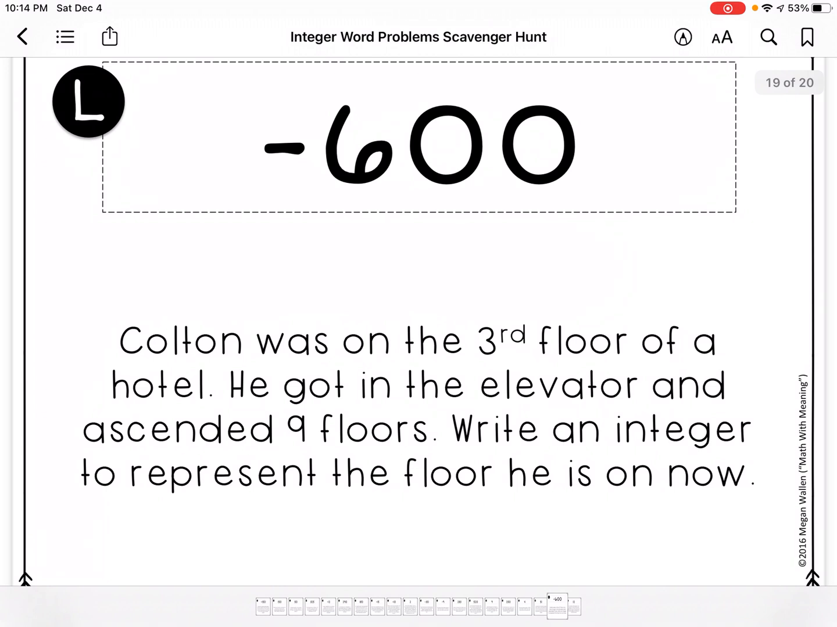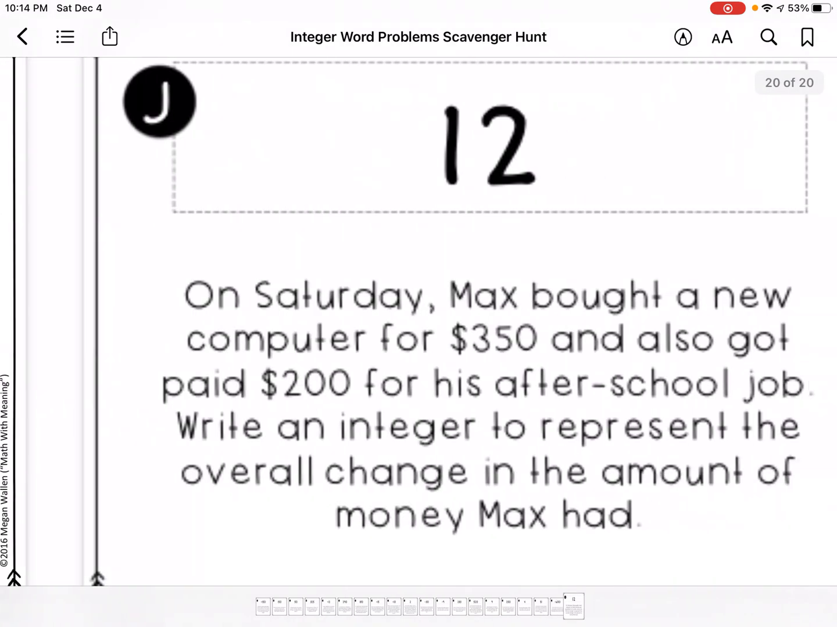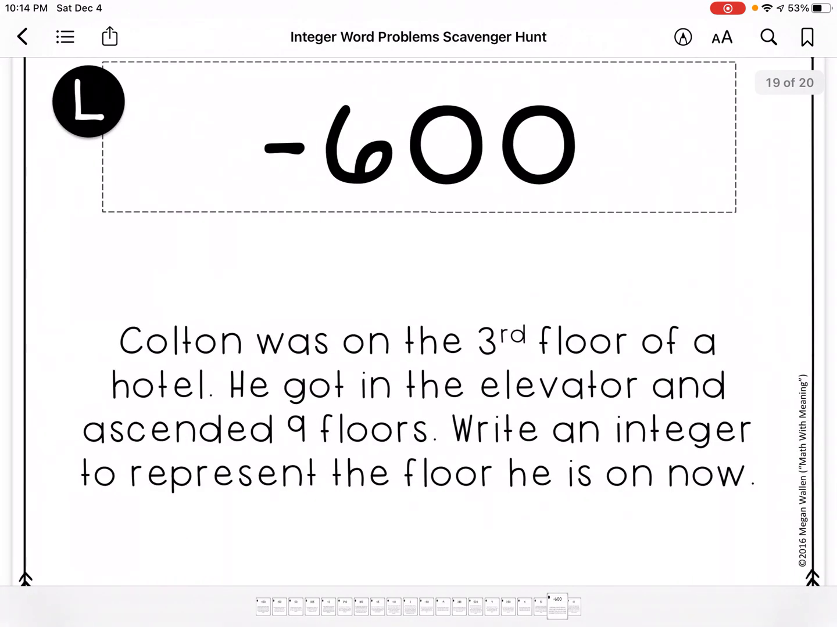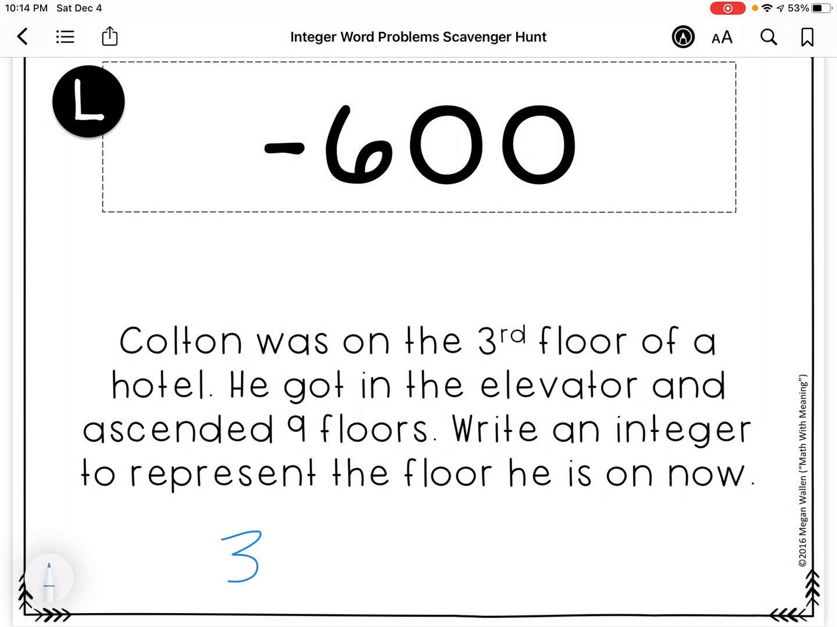Colton was on the 3rd floor of a hotel. He got on the elevator and ascended 9 floors. Remember, ascending is going up. So 3 plus 9 is 12.